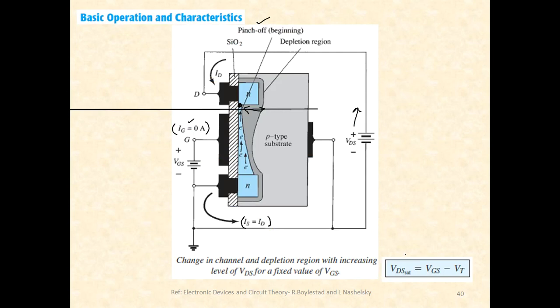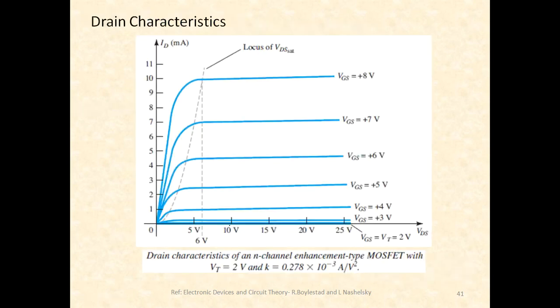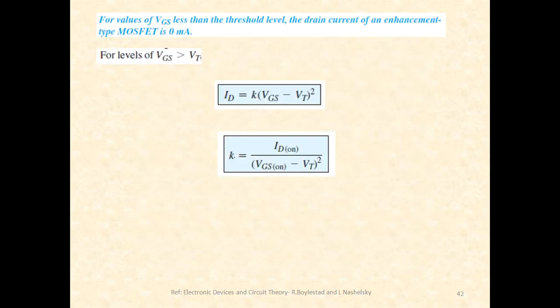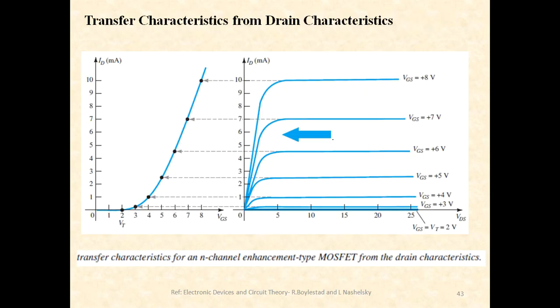Then we have this important expression. We will come back to it a little while later. Then the drain characteristics. You can very clearly observe that as and when VGS increases, you are getting higher and higher current. I'll come back to these equations in a second, but first let us go to the next diagram.